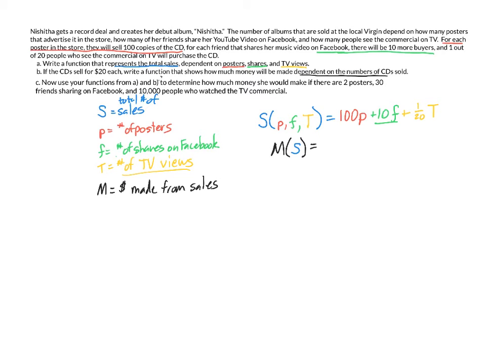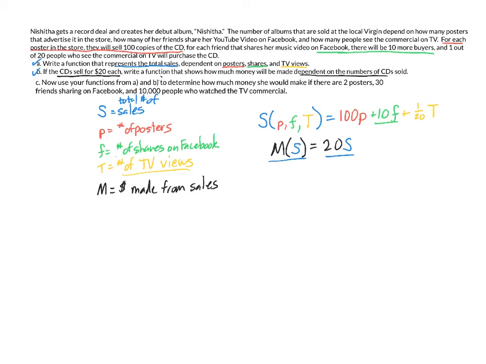And that's it. So now, that information is given to me. Each CD that is sold is $20 each. So I'm going to put 20 times the number of sales. Okay? So I've got 20 times the number of sales. Now that that's ready, I'm done with letter B. That's all it was. A function that shows how much money will be made. The money made will be 20 times the number of sales, $20 per sale. Perfect.